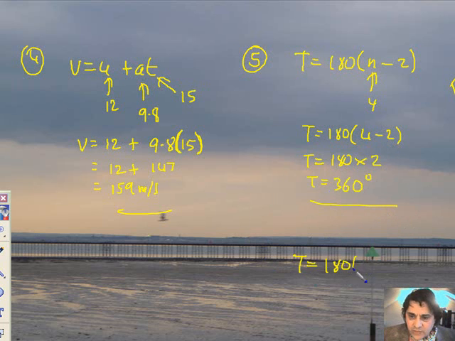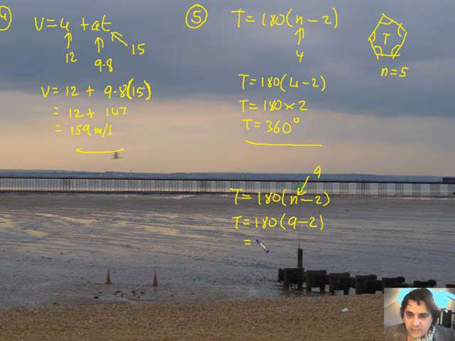T equals 180, bracket n minus 2. This time we're going to stick 9 sides in there. Here I go, 180 bracket 9 minus 2. What does that mean? It means 180 times, well, 9 minus 2 is 7, so I can get 7 triangles out of this 9-sided shape. That's what that means. Pick up my machine. 180 times 7. Here we go. 1,260 degrees.